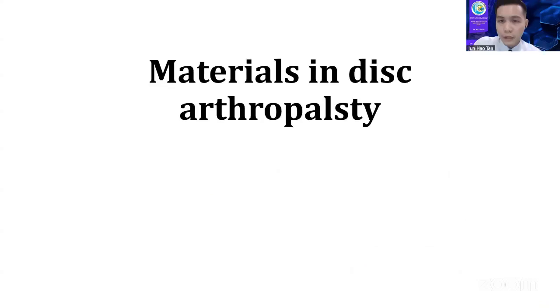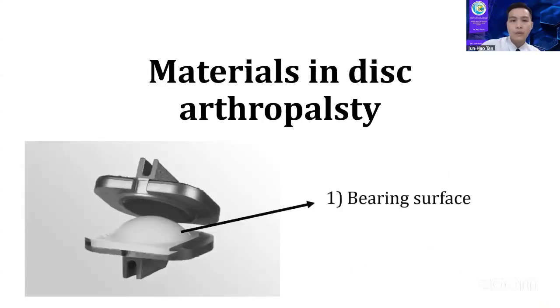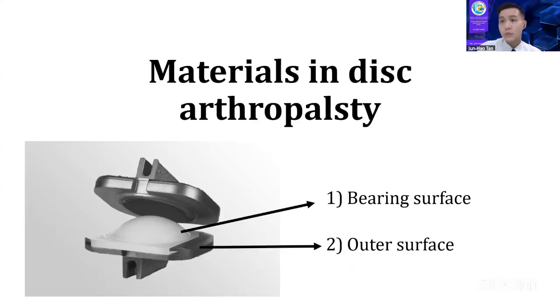So then we talk about the materials in disc arthroplasty. As we know, we have the bearing surface, which is very important because, especially in disc arthroplasty, we want to allow for motion to exist, as well as the outer surface, which we eventually need to allow for osseointegration for long-term fixation. We talk about bearing surfaces first.